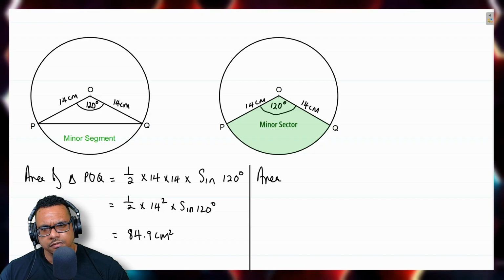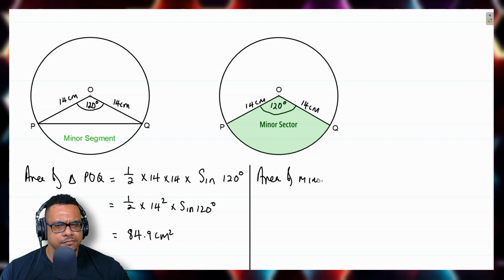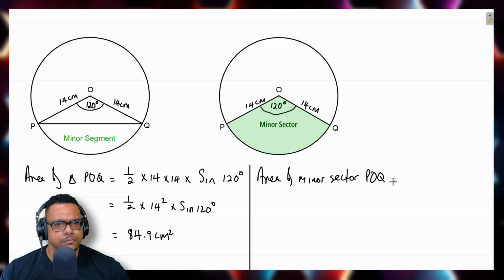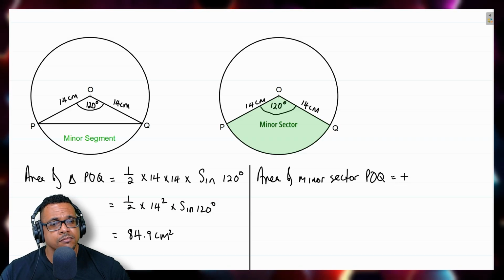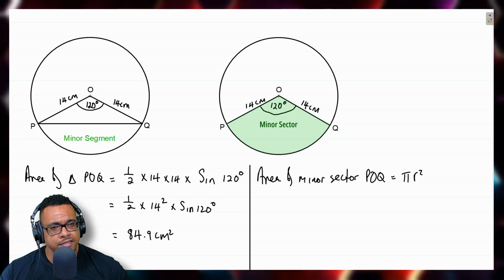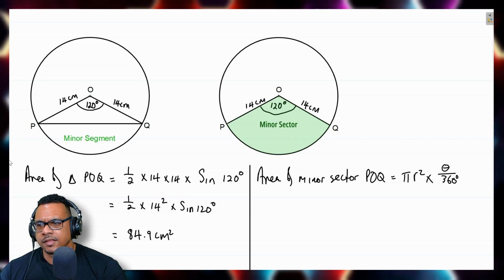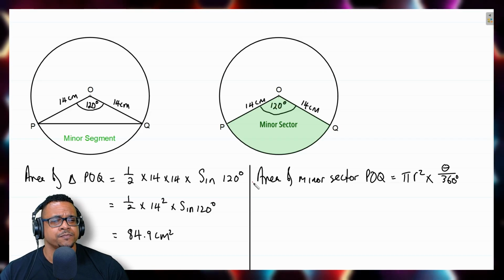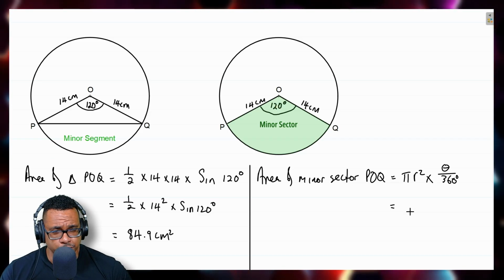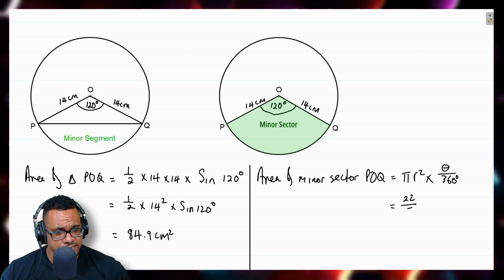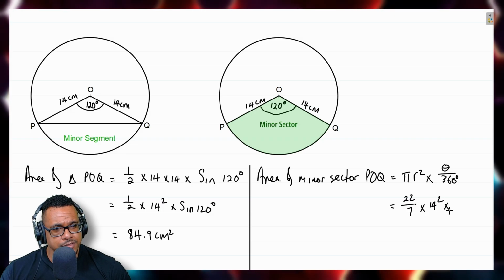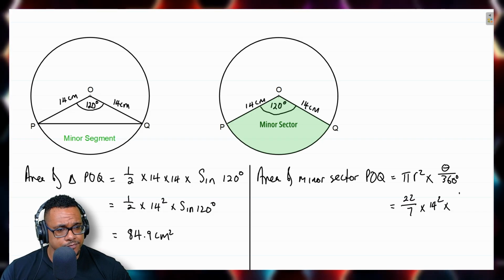So area of minor sector POQ is equal to, and as you remember, is the area of the circle, pi r squared, multiplied by the angle over 360 degrees. And this is the angle that we are talking about. So for this question, I'll use pi as 22 over 7. So 22 over 7, that's pi, multiplied by radius squared, which is 14 squared, multiplied by the angle, which is 120, over 360.